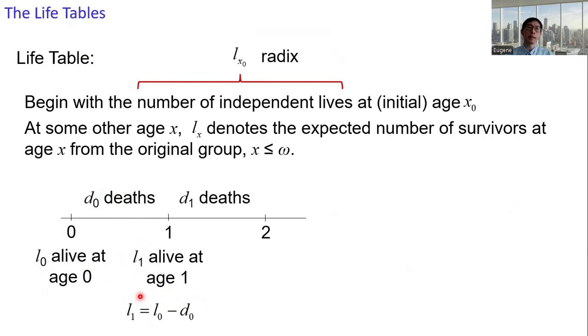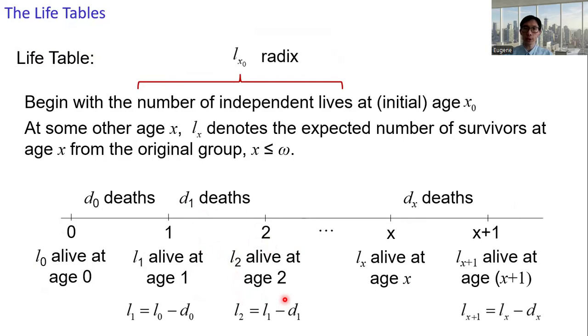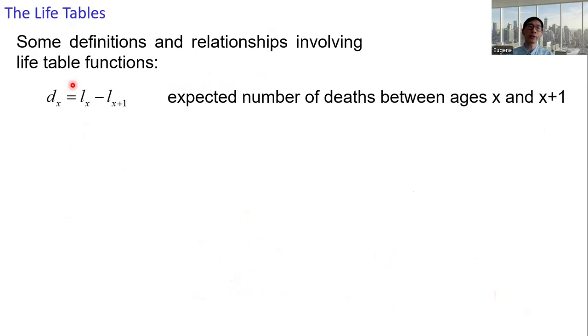Similarly, in the next year, the expected number of deaths is d1. So by age 2, there are only l2 survivors. We have l2 equals l1 minus d1. The general expression is l(x+1) equals lx minus dx. More definitions and relationships: we have dx equals lx minus l(x+1), and dx is the expected number of deaths between ages x and x plus 1.